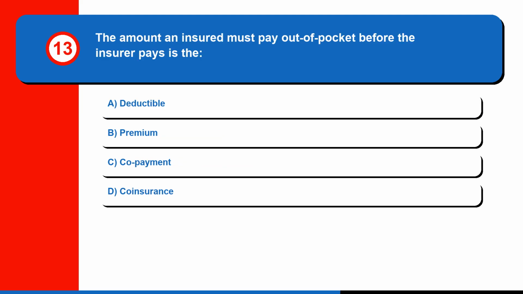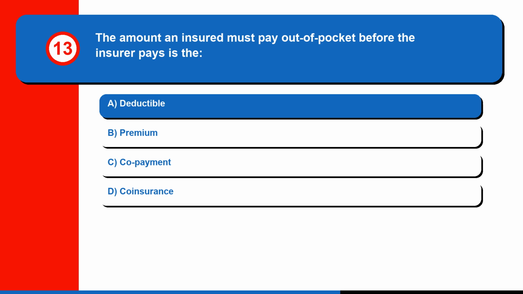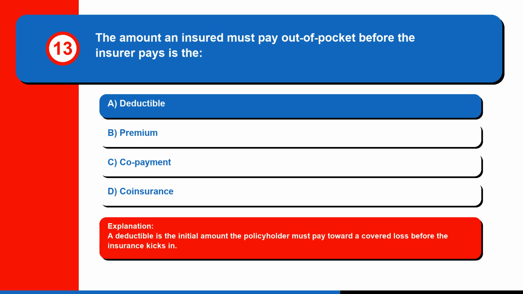Question 13. The amount an insured must pay out of pocket before the insurer pays is the A, deductible, B, premium, C, copayment, or D, coinsurance. The correct answer is A, deductible. A deductible is the initial amount the policyholder must pay toward a covered loss before the insurance kicks in.